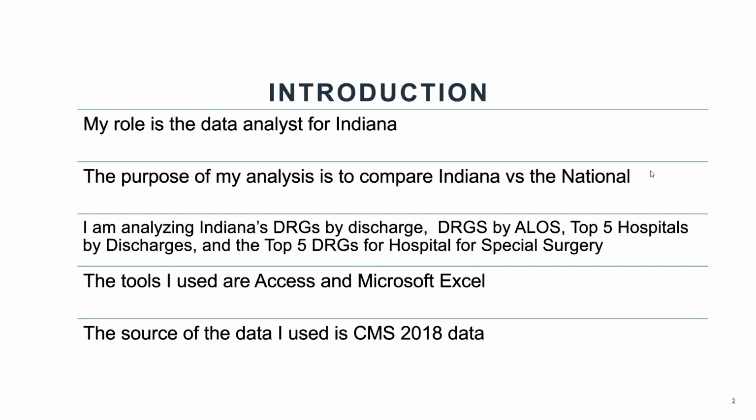The purpose for my analysis is to compare Indiana versus the national. I'm analyzing Indiana's DRGs by discharge, DRGs by average length of stay, top 5 hospitals by discharges, and the top 5 DRGs for Hospital for Special Surgery. The tools I used are Access and Microsoft Excel. The source of the data I used is CMS 2018 data.